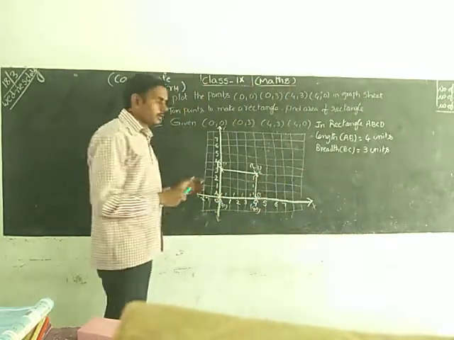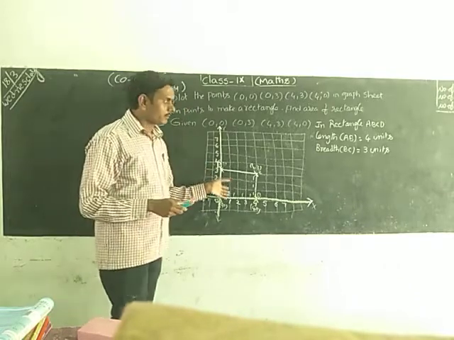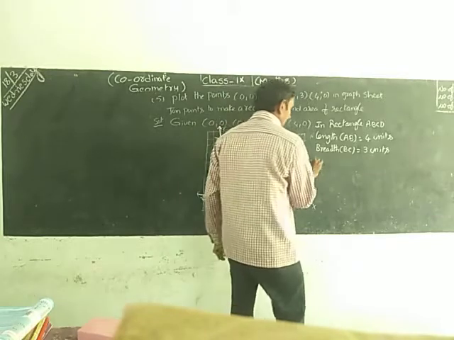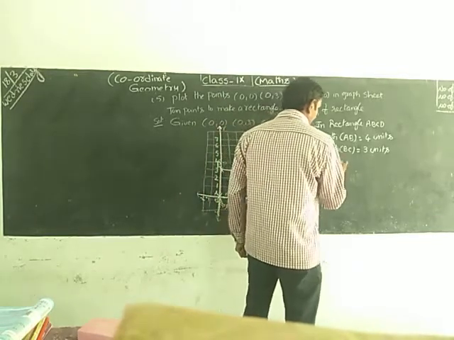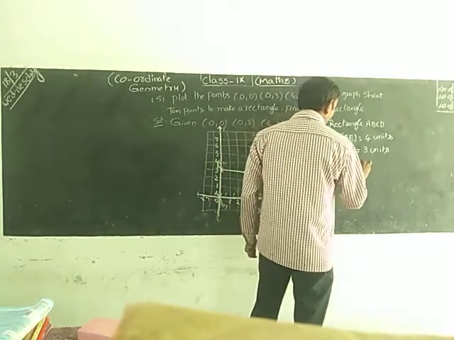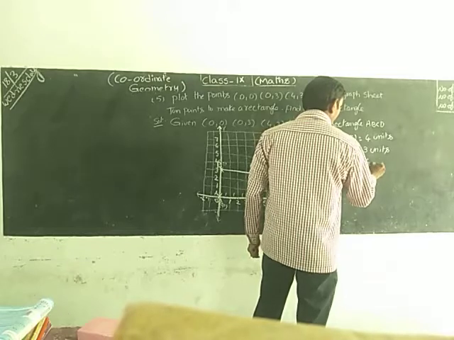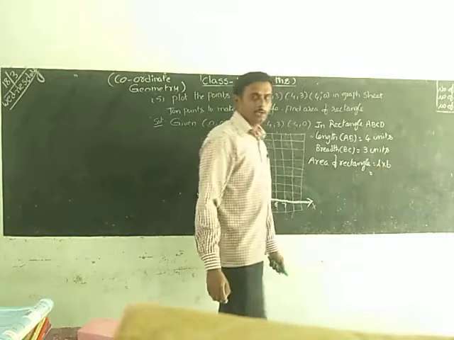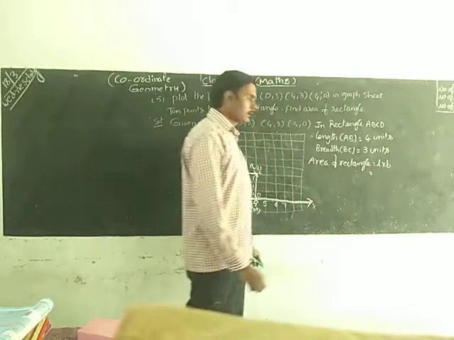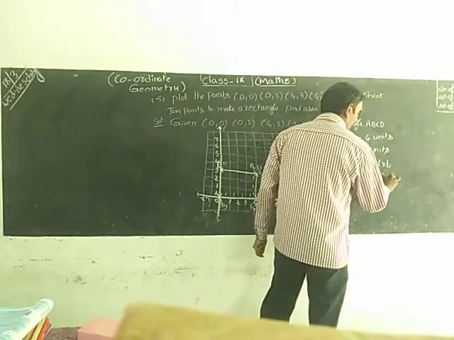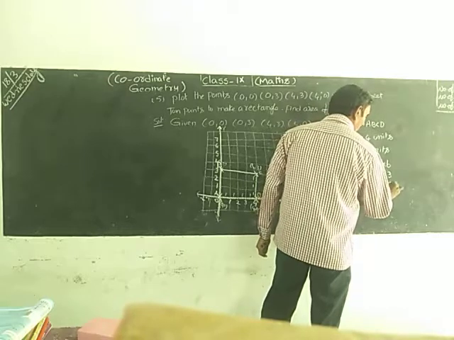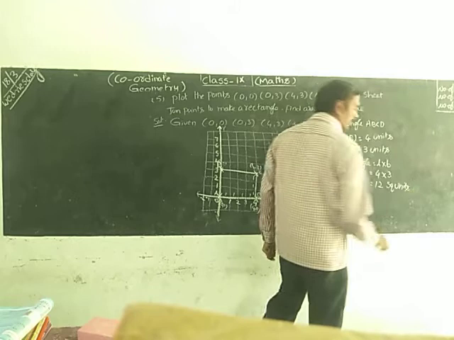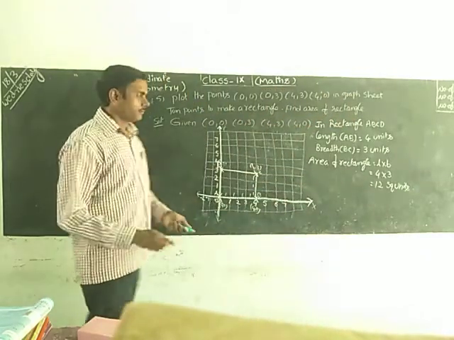Now, by drawing the graph, we found the length and breadth. Now we can calculate the area of the rectangle. Area of rectangle equals length into breadth, L into B. Length into breadth means 4 into 3. 4 threes are 12. 12 square units. The unit of area is square units. That is completed.